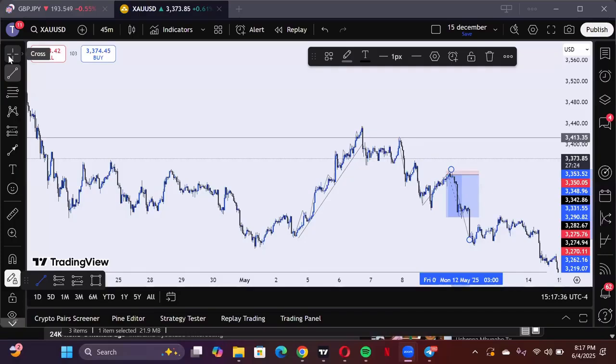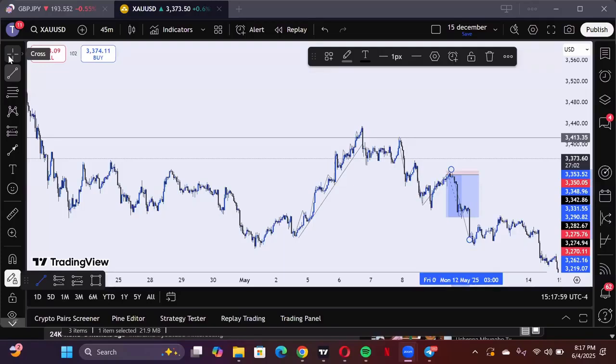Now, there are ways that we trade market structures. There are two key things we pay attention to when we're looking at the market structure part of the strategy. The first one is either you are looking to join a continuation of the trend, or you are looking to join a reversal of the trend.